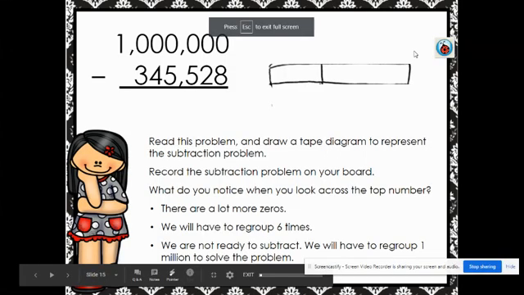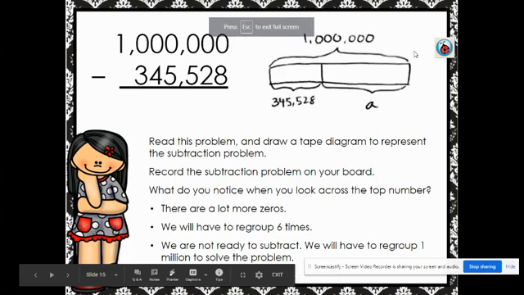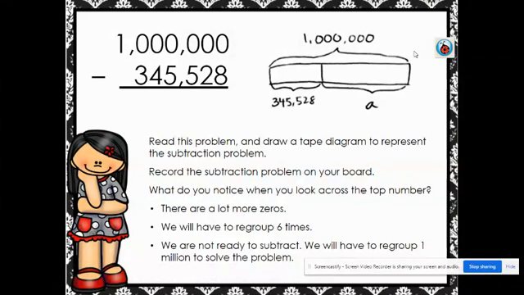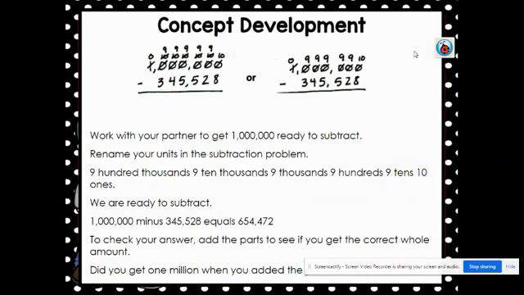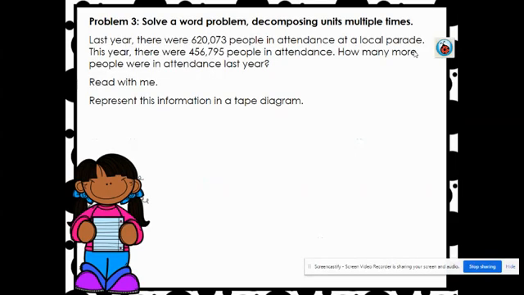Let's go back. Okay, so we're going to label this on a tape diagram. We've got 1 million, and the part we know is 345,528, and we have a missing part that we don't know. Okay, we are regrouping just like I just regrouped. We moved over to regroup. Okay, and 654,472 is our answer. All right.